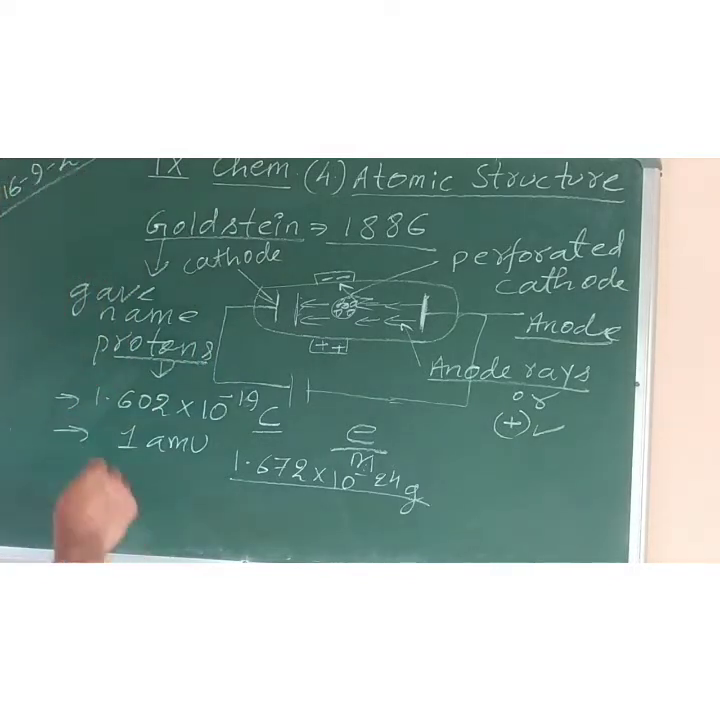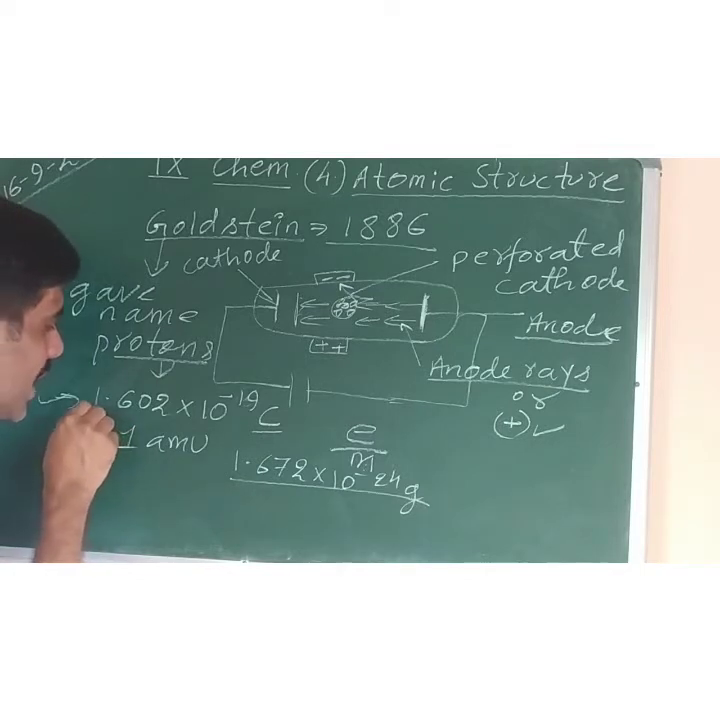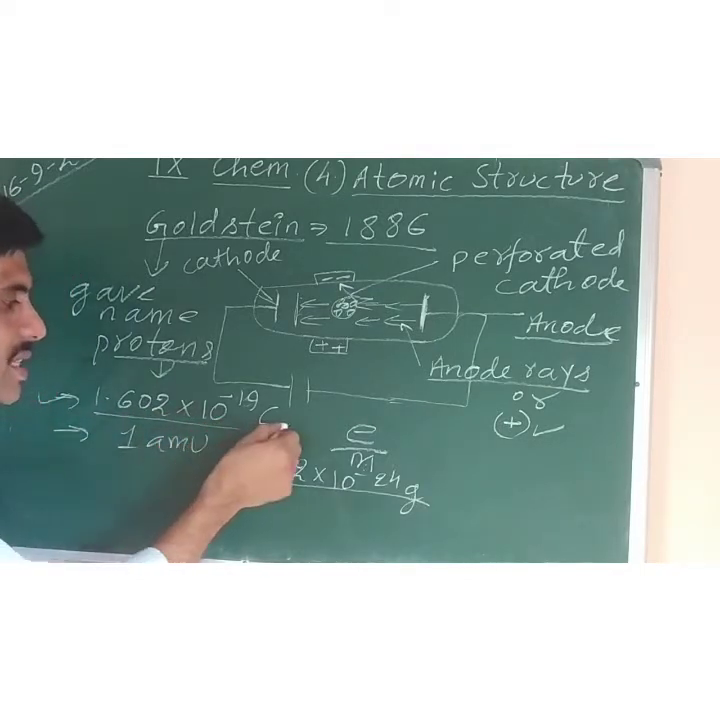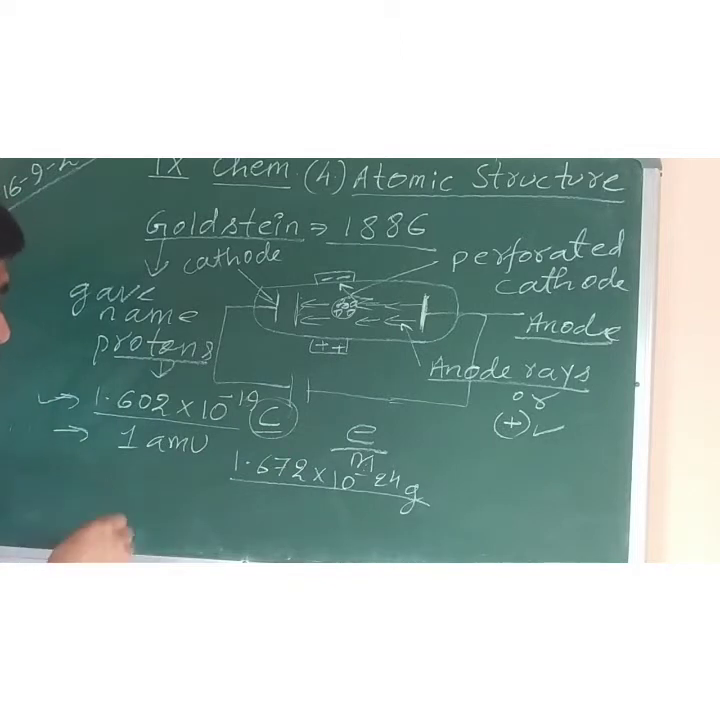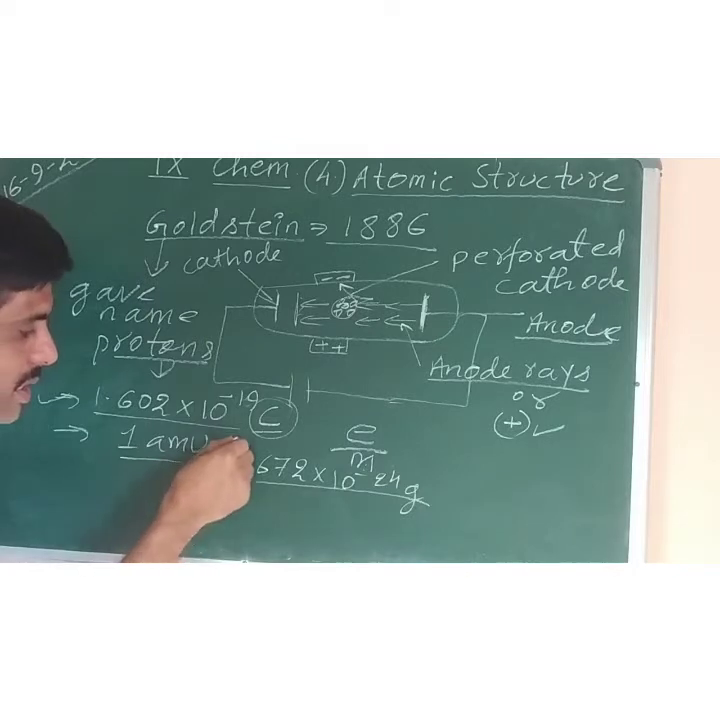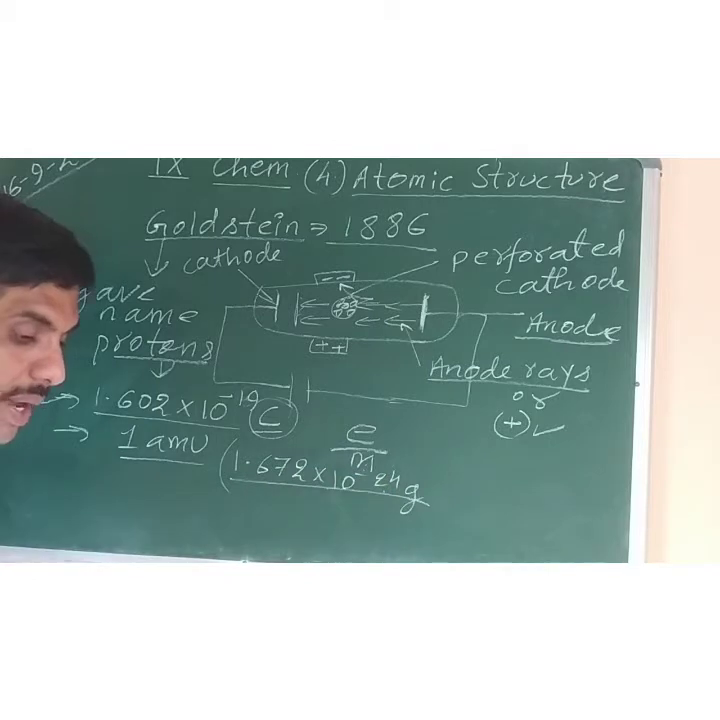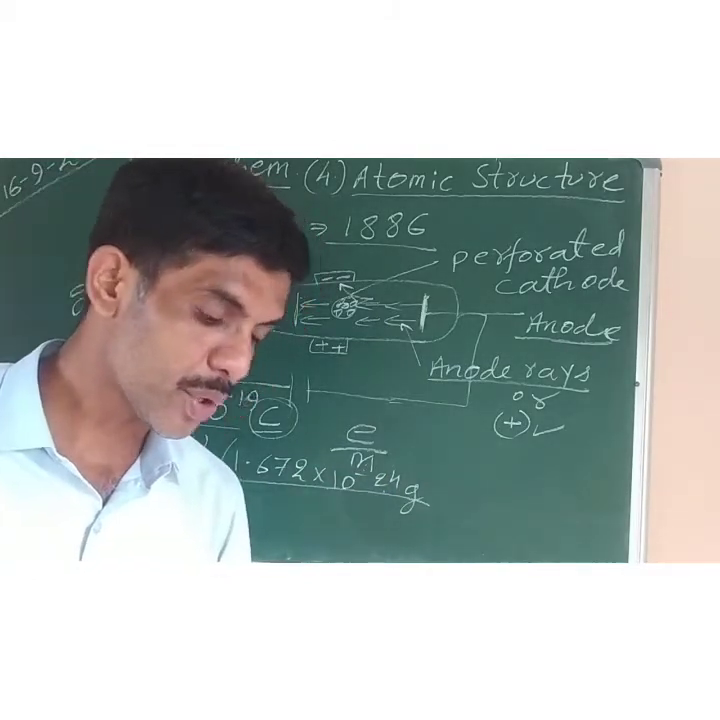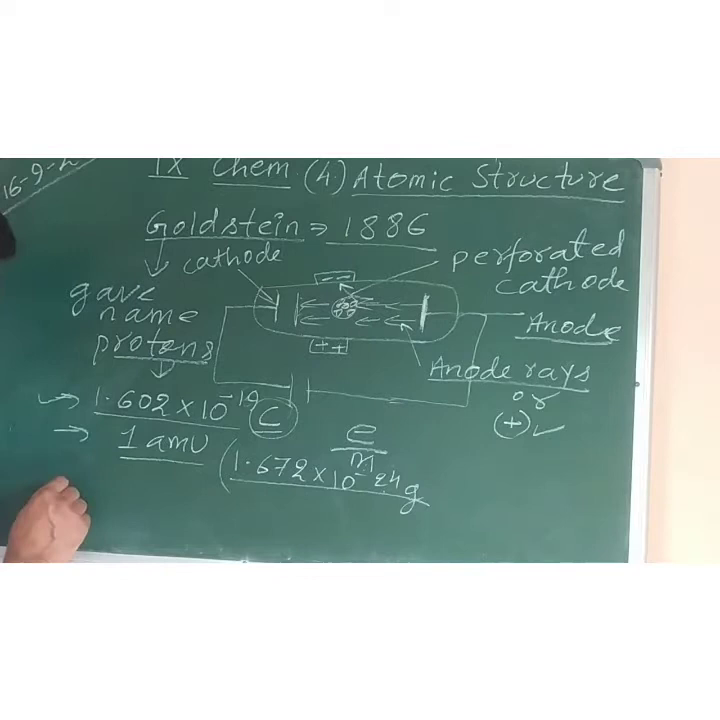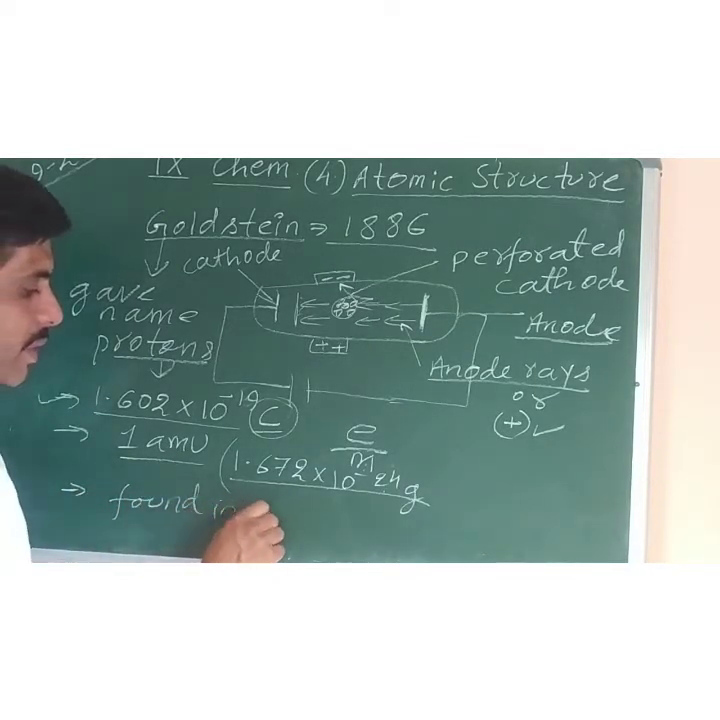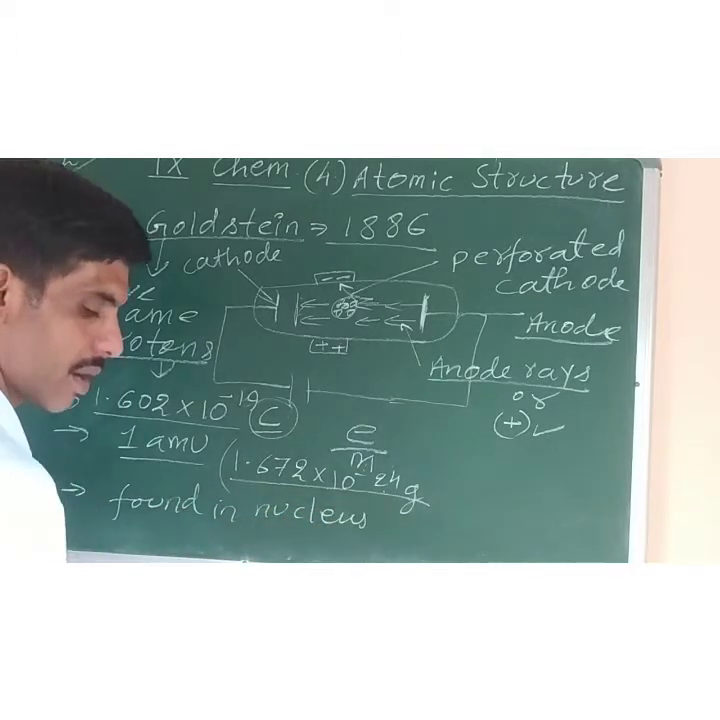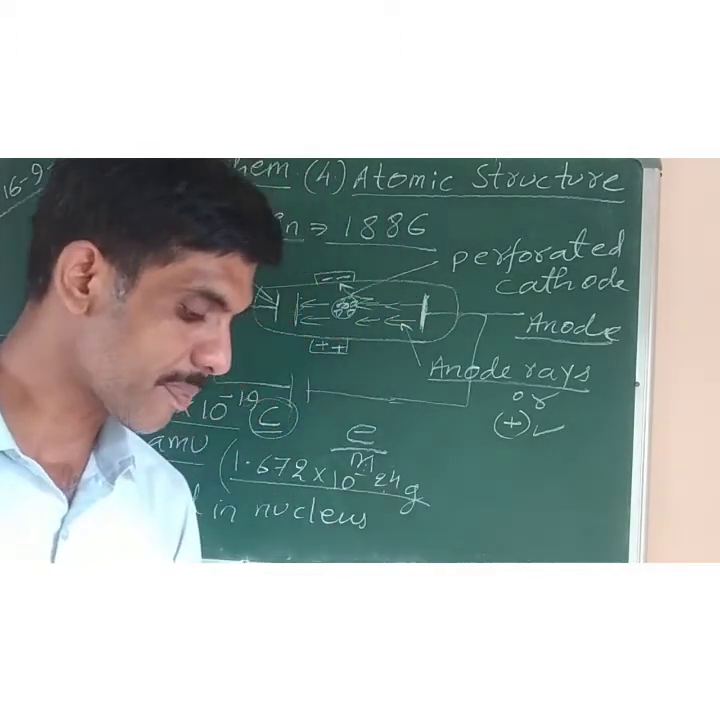So the first property is that the charge of a proton is 1 unit positive charge, or we can take it as 1.602 into 10 to the power minus 19 C, where C means coulomb, the unit of charge, and the mass is equal to 1 AMU, atomic mass unit, considered as 1.672 into 10 to the power minus 24 gram. The third property is that the proton is present in the nucleus of an atom, the central part of the atom.